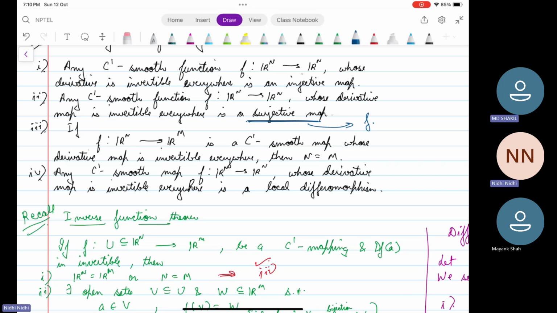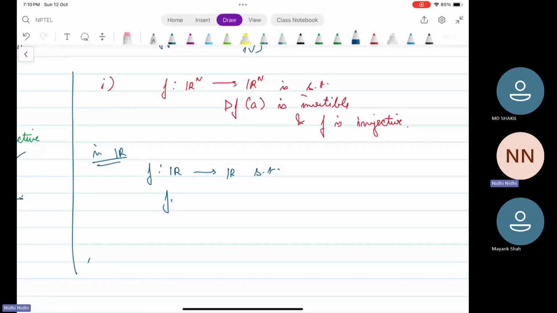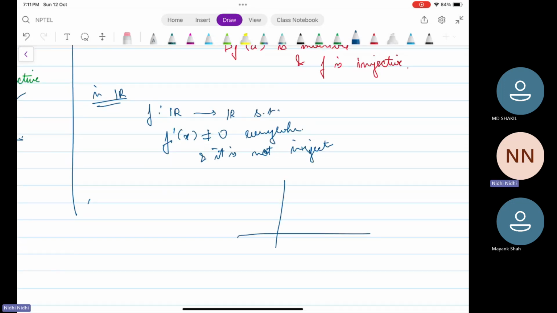Okay. So now if we try to look for some counterexample for the first point, that means we need, in R, a function such that its derivative is non-zero everywhere, and it is not injective. That means there are two distinct points at which the function takes the same value. That's what we mean by not injective.